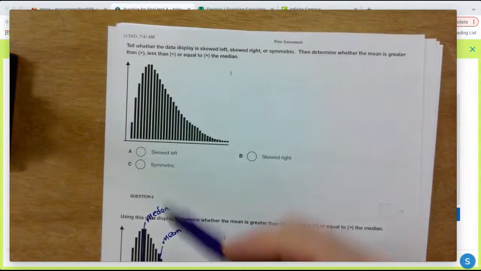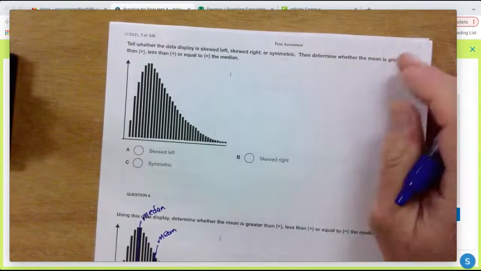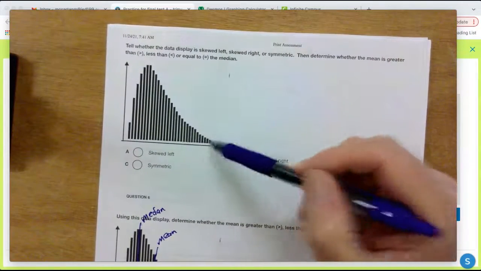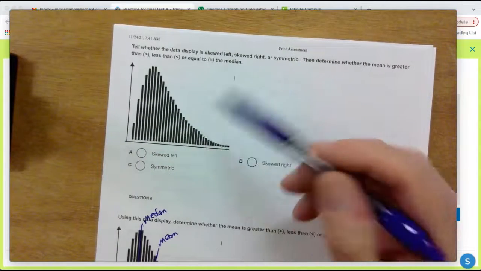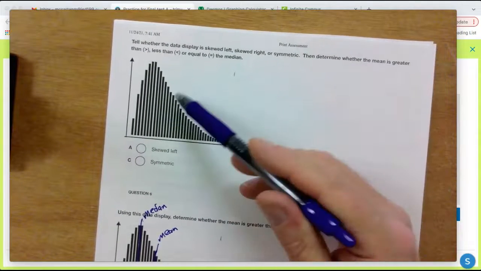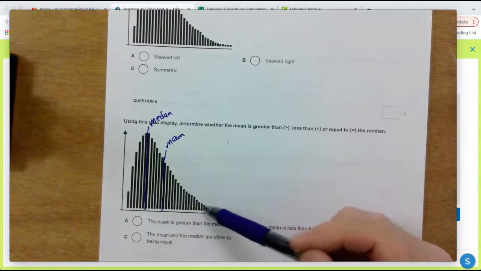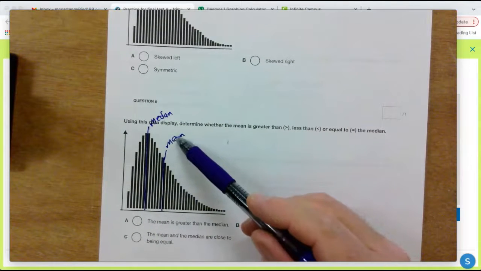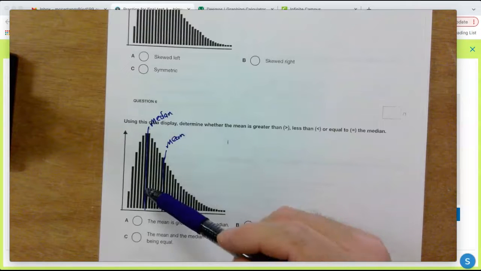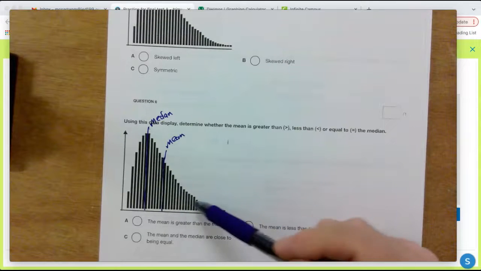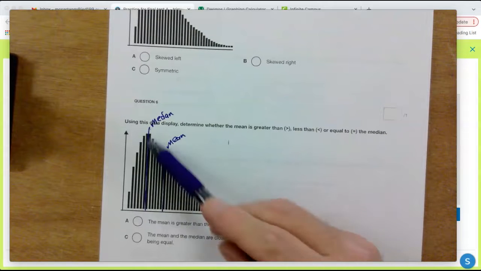If data has a tail like this, it tails like this to the right, that means it skews toward the tail. It skews to the right. All right? It always skews toward the tail. And what happens, guys, when there's a skew, when there's a tail, the tail pulls the mean away from the middle. The median stays in the middle, but the mean is pulled away. So in this case, the mean is up here. It's larger than the median.